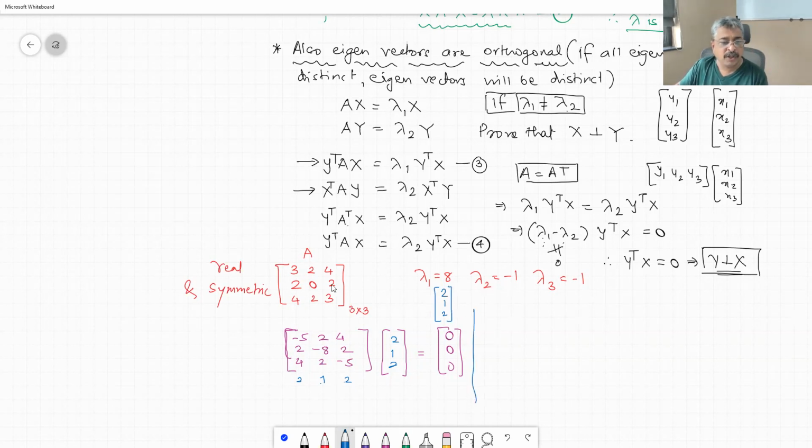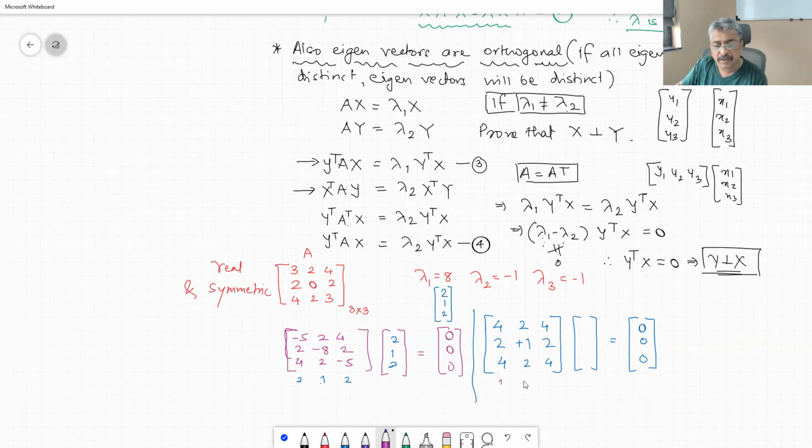Similarly, for minus 1, so 3 minus minus 1, that is 4, 2, 4, 2, minus 1, 0 minus minus 1, so plus 1, 2, 4, 2, 3 minus minus 1, that is 4. Now you can see the determinant of this is 0, and you are supposed to take x, y, z such that you end up getting 0, 0, 0. That is going to be your second eigenvector. It is quite visible that if you take this 1, this 0, and this minus 1, you will end up getting 0, 0, 0. 4 minus 4, 0. So 1, 0, minus 1 will give you this.